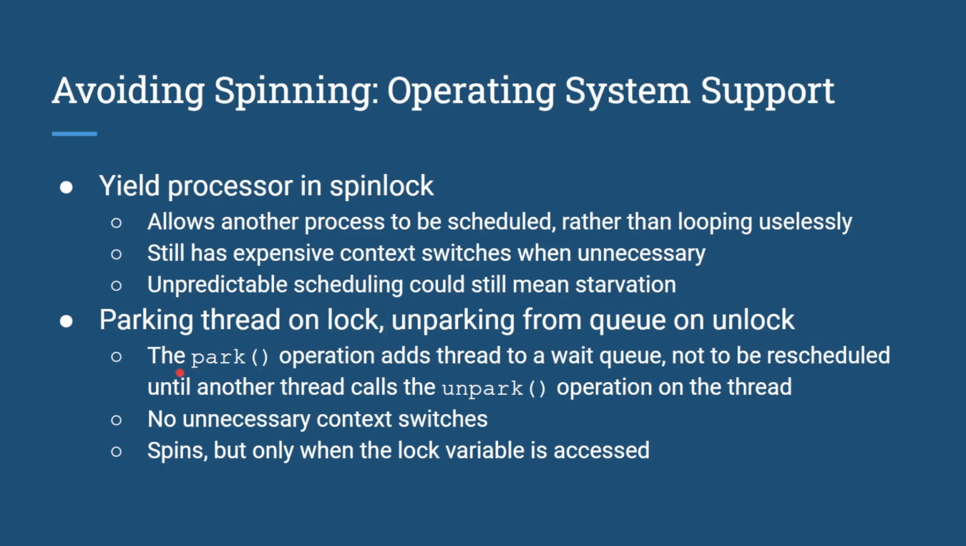A second way to do this is to actually have in your operating system a park operation, which causes the thread to be added to a wait queue. So it's added to a list of threads that are blocked on a particular mutex. And those threads will not be rescheduled until some other thread, usually the thread that called unlock, calls unpark for a particular thread. And so the thread that is unlocking checks the queue and says, okay, who's next? I will unpark that particular thread. And then that thread is allowed to execute, and it will see that the lock has been unlocked, and it will be able to continue.